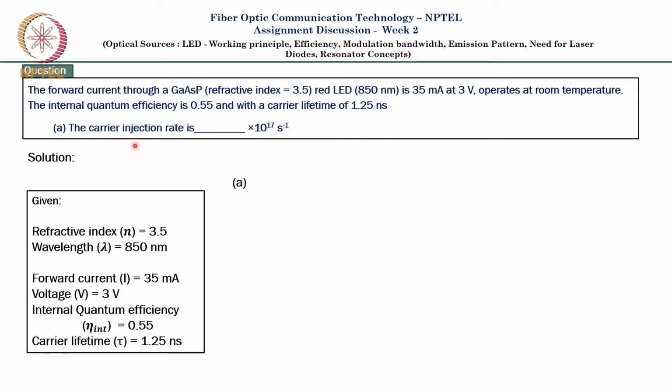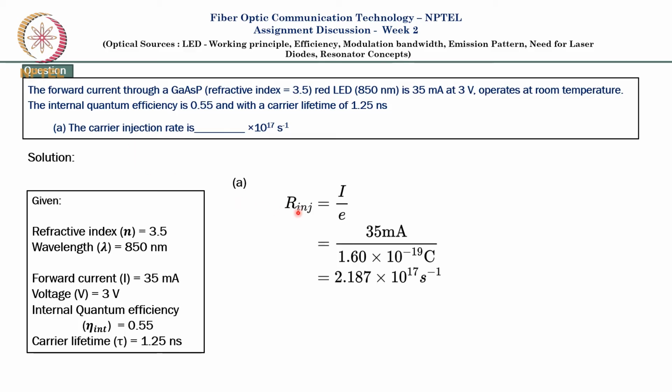Coming to the question, the carrier injection rate is given by R_inj equal to I by e, where I is the current and e is the charge of an electron. This is a universal constant, e, which is 1.6 into 10 power minus 19 coulomb. So it's direct substitution with 35 milliampere by e, which is 2.187 into 10 power 17 per second, which is the carrier injection rate. Moving on to the second part.